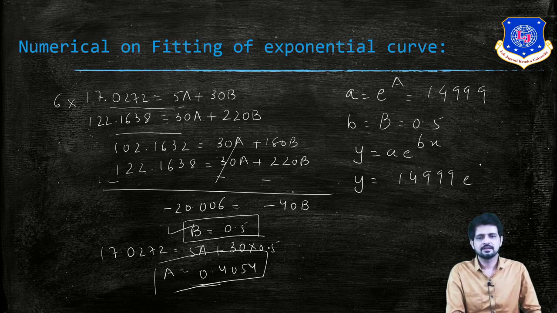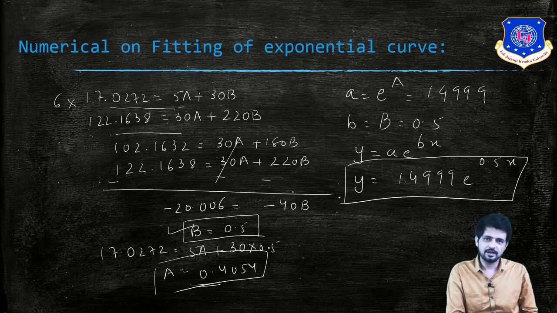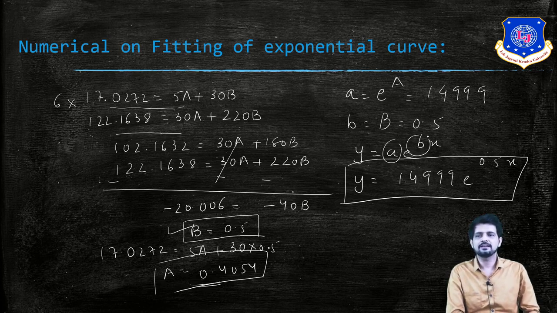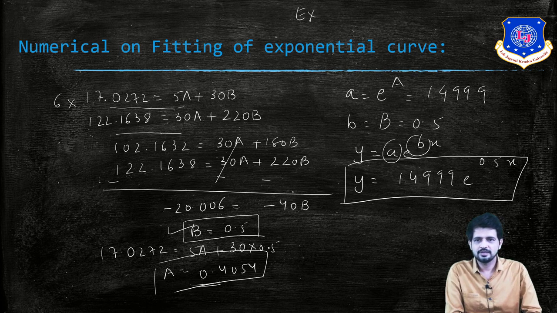Okay, so we can say that our general equation of the curve is y is equal to 1.4999 into e raised to 0.5x. Okay, see, this is my required equation of the exponential curve, in which we have to find the value of small a and small b, and in which mode we have to keep in the Calci. It should be exp mode, remember.